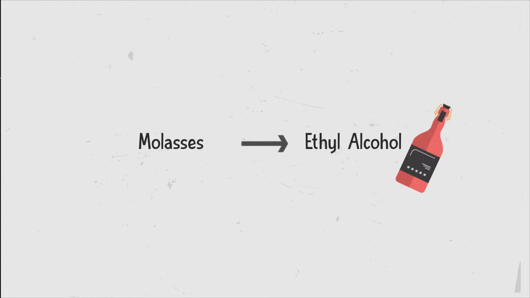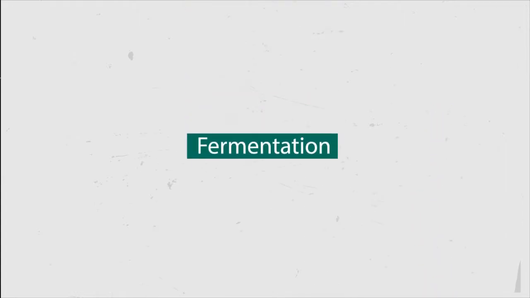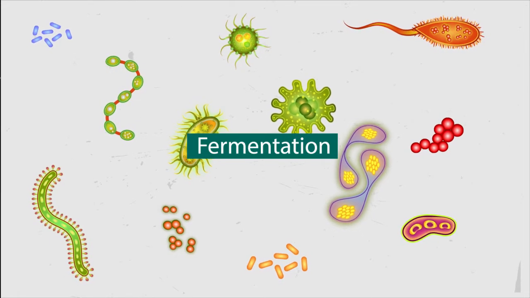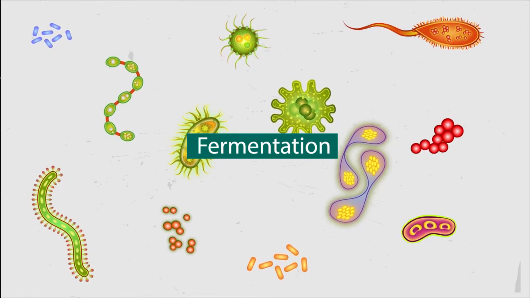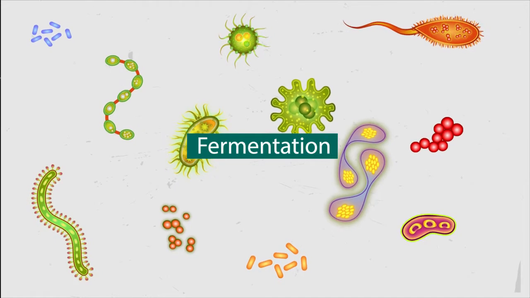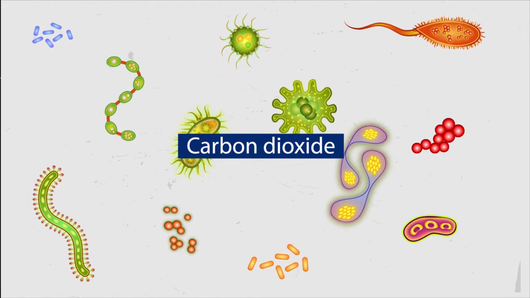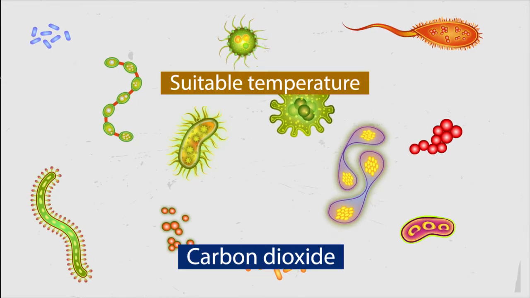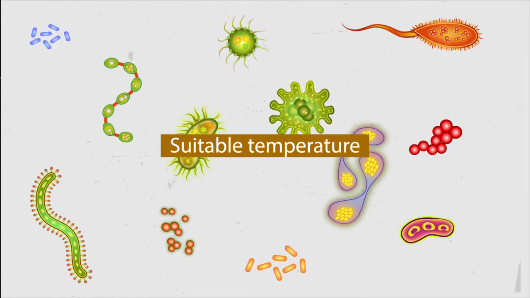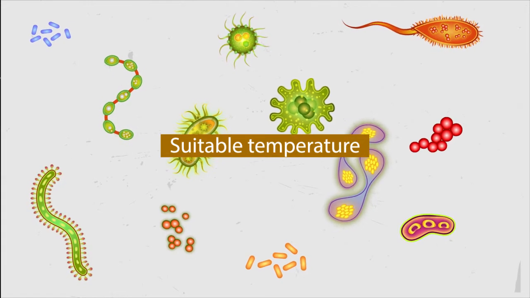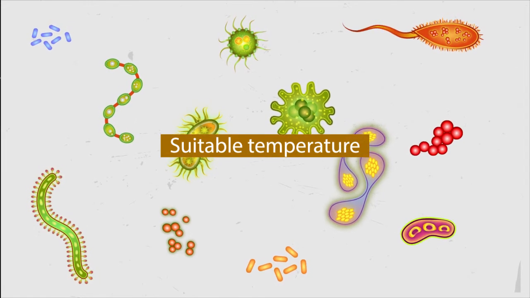The process of manufacturing ethanol from molasses includes fermentation. You may already know what fermentation is. Fermentation is a chemical decomposition produced by microorganisms on certain organic matters. Usually, carbon dioxide is produced during fermentation. A suitable temperature range and dilution of matter are necessary to increase the rate of the fermentation reaction.